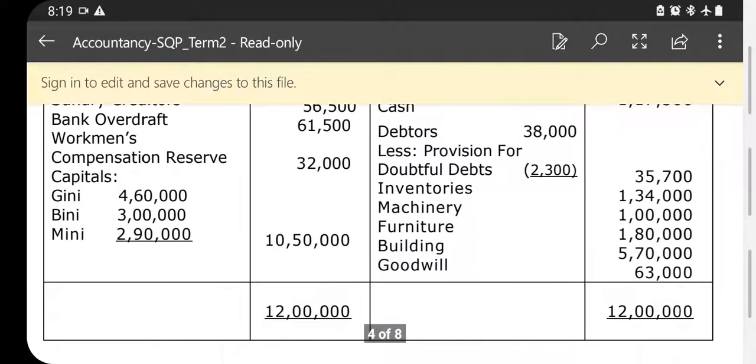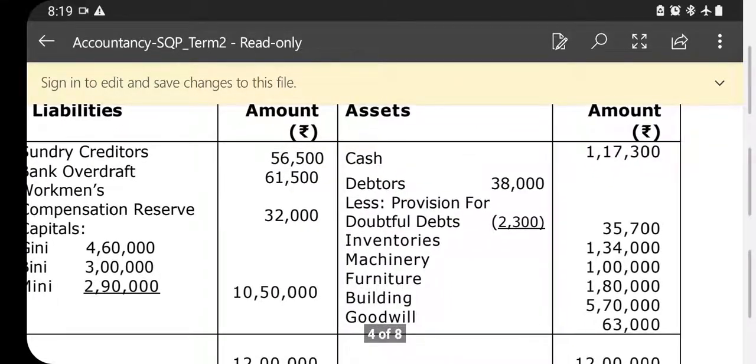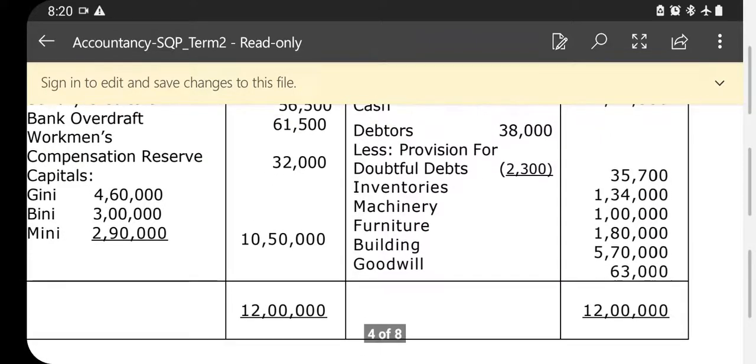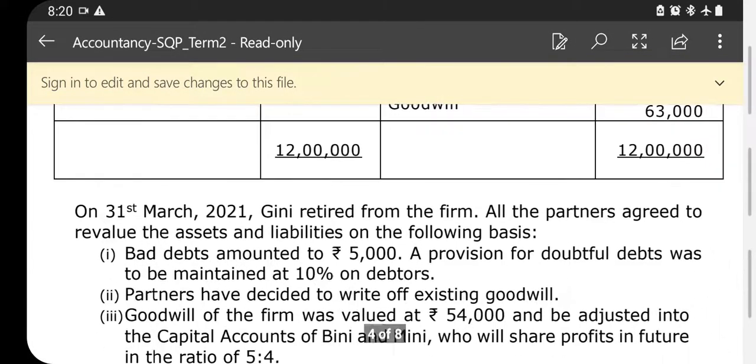Total liabilities 12 lakhs. Assets: cash 1,17,300. Debtors 38,000 less provisions for doubtful debts 2,300, 35,700. Inventories 1,34,000. Machinery 1 lakh. Furniture 1,80,000. Buildings 5,70,000. Goodwill 63,000. Total assets 12 lakhs.